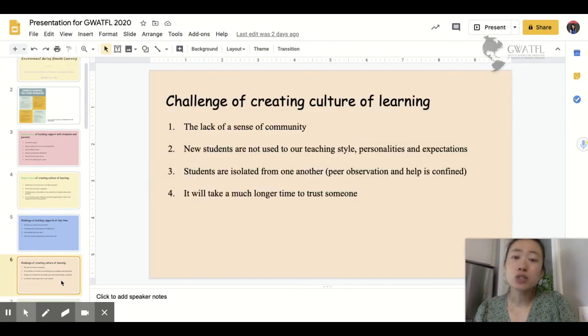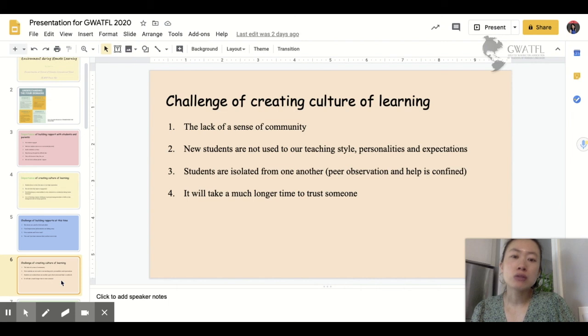Now, how about the challenge of creating a culture of learning? Why is it hard? 4 reasons. Number 1, the lack of a sense of community. We are not confined in one room. We do not endure a lot of things together anymore. We do not share the same laughter or the same confusion or have a discussion about certain topics. And we don't learn about each other's personality, whether it is funny or goofy, or some kids can be naughty, or what kind of teacher you are. So there's no sense of community, especially for new kids in a new school.